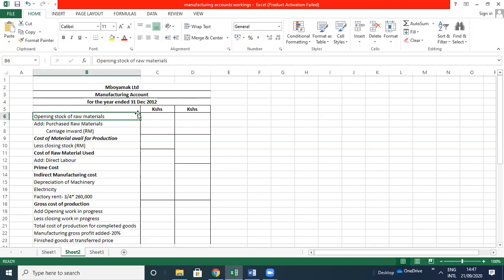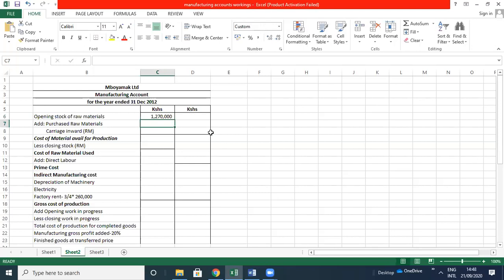So we start with opening stock of raw materials. What is the opening stock of raw materials? Someone give us the figure. 1270. So we can put 1270 here.